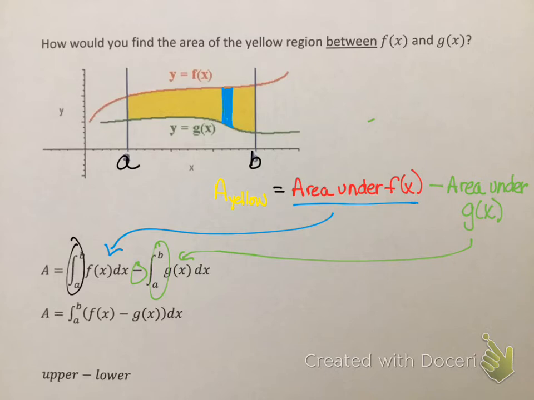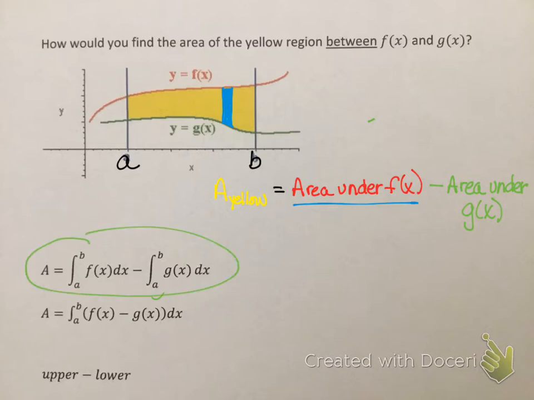Since these integrals both have the same boundaries, and for your thought purposes right now, they're both above the x-axis, I should be able to write this as one integral, f of x minus g of x with respect to x.